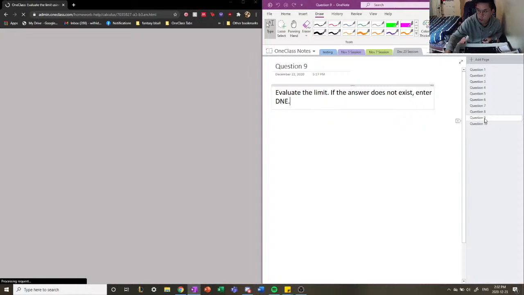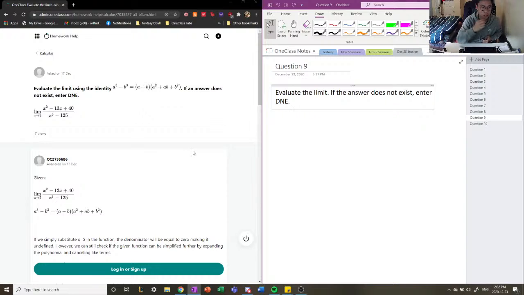All right, question number 9. Using the sum of cubes rule, a cubed minus b cubed equals a minus b times a squared plus ab plus b squared. By using this identity, evaluate the limit as x approaches 5 of x squared minus 13x plus 40 divided by x cubed minus 125. If the limit does not exist, enter DNE.